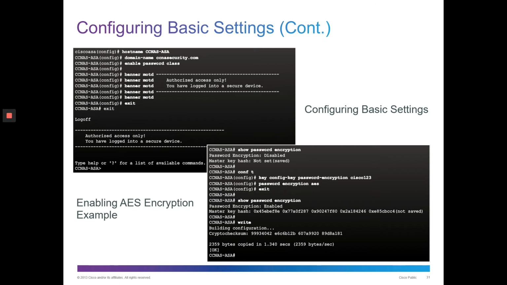This is an example of how to configure basic settings. Again, we have done this one a lot, and this is an example of how to set up password encryption in a firewall. Show password encryption is by default going to be disabled, so you can enable this by going into the global configuration mode, creating a key, and then password, exit, and then you can show password encryption. Then it should say that encryption is there.